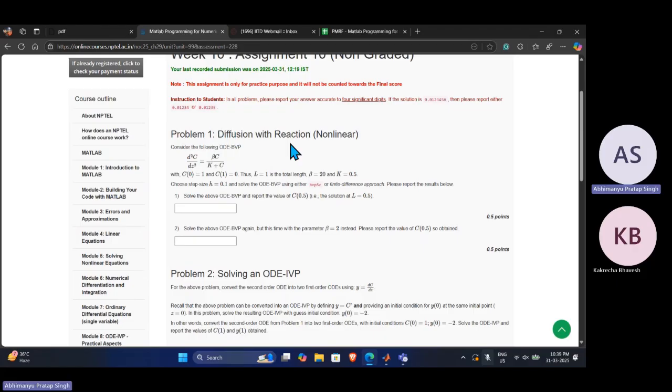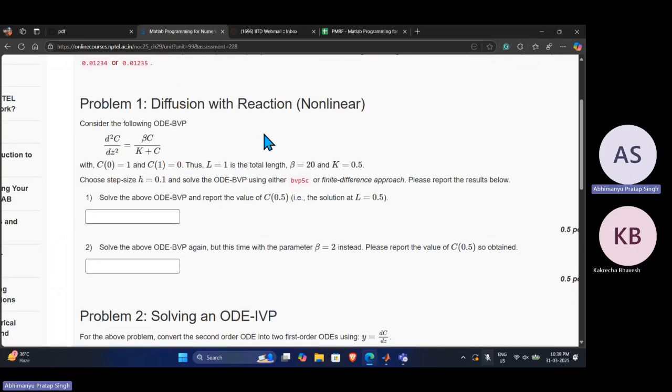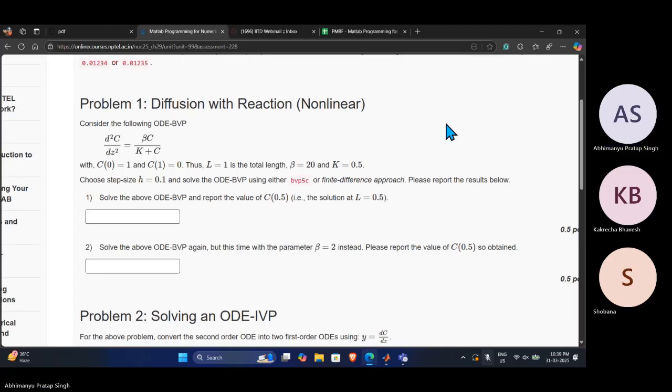Fine. Diffusion with reaction, non-linear. Consider the following ODE boundary value problem. Zoom it a little bit for better visibility. Consider the following with C0 equal to 1, L equal to 1 as the total length, beta equal to 20, and K equal to 0.5. Choose a step size, and please record the results below. Solve the above ODE. Put the value of C at 0.5. Solution at L equal to 0.5. Okay.